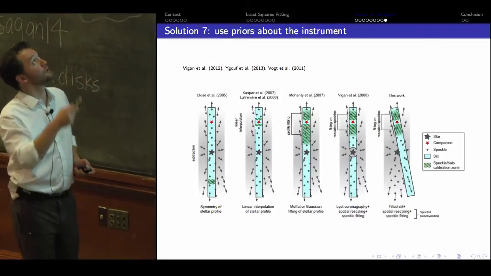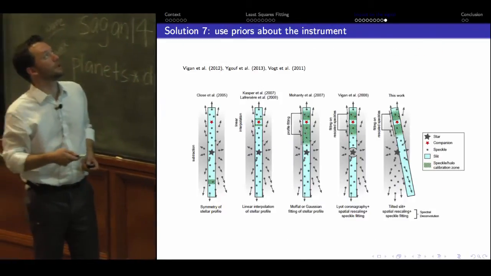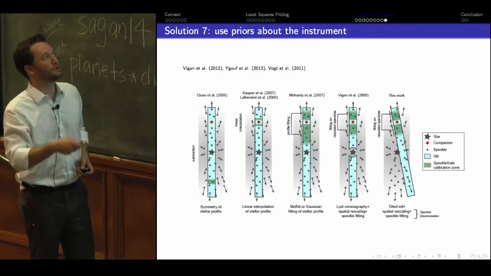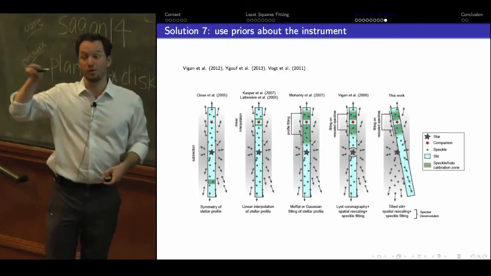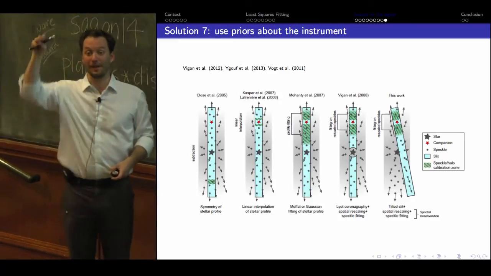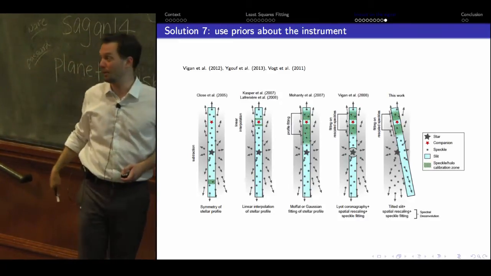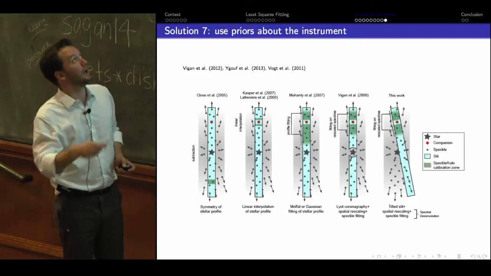You can also, solution 7, getting to the end of the talk, use priors about the instrument. So this is what speckle deconvolution does. It's just assuming that the speckle moves as a function of wavelength. You can just fit a low-order polynomial for the chromaticity of the speckles.